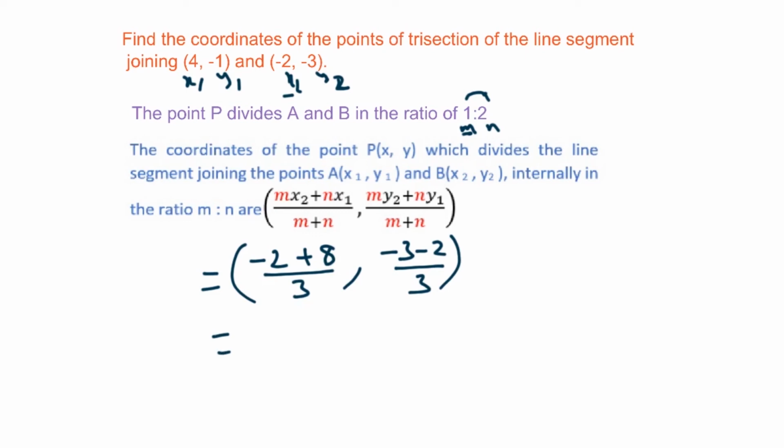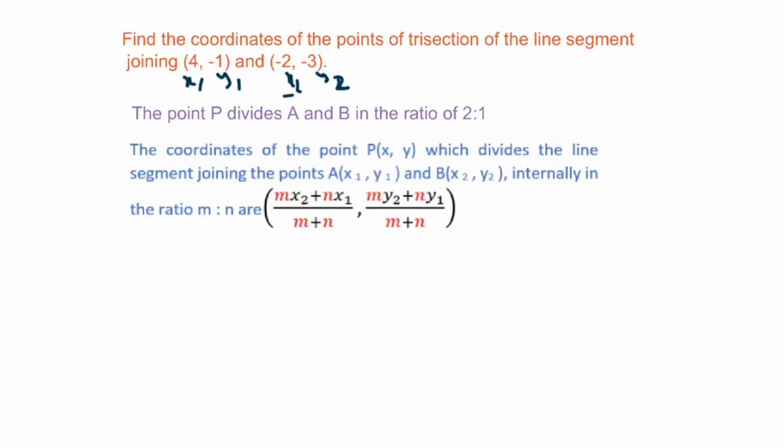So 8 minus 2 is 6, 6 divided by 3 is 2, minus 3 minus 2 is minus 5 divided by 3. So this is point P, (2, -5/3). Now let us find point Q, which divides A and B in the ratio of 2:1 using the same formula. The only change here is this point is Q, we have to find Q, which divides in the ratio of 2:1. So m is 2 now, n is 1. x1 and x2, y1 and y2 are same. So let us substitute and find the value of Q.